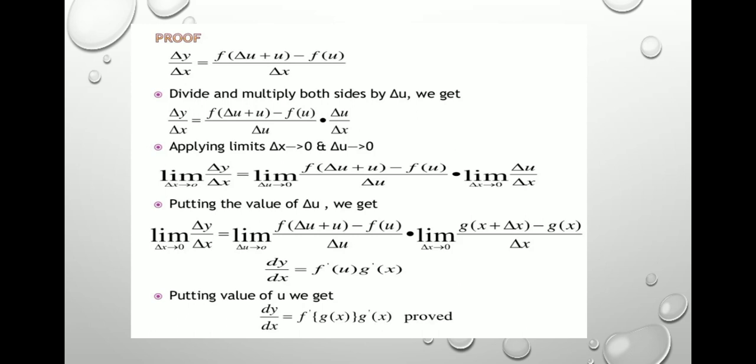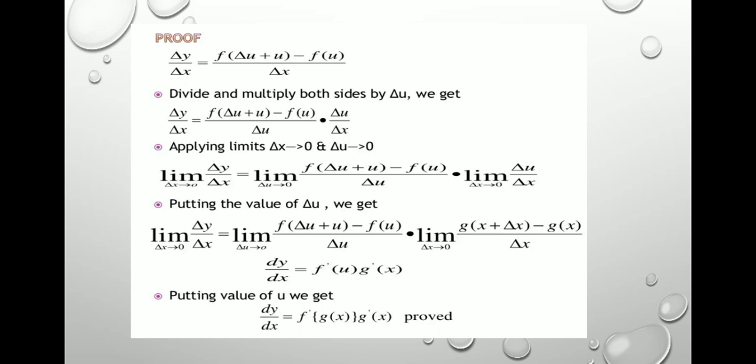over Δx. Divide and multiply both sides by Δu, we get Δy over Δx is equal to f(Δu + u) minus f(u) over Δu times Δu over Δx. Applying limits as Δx approaches 0 and Δu approaches 0.